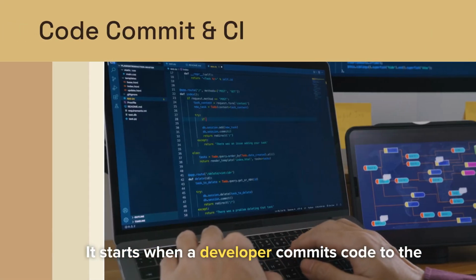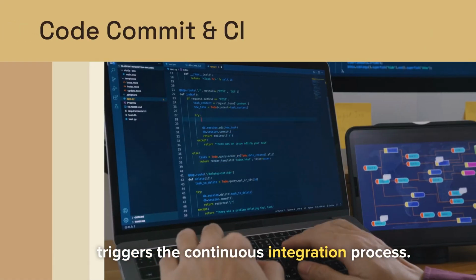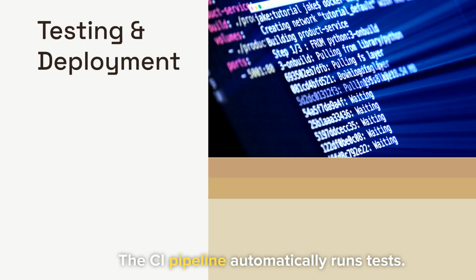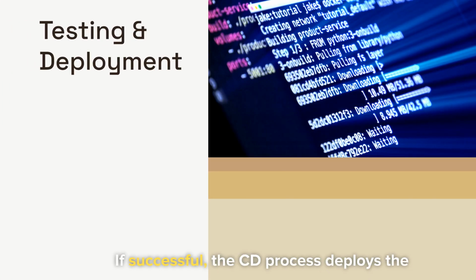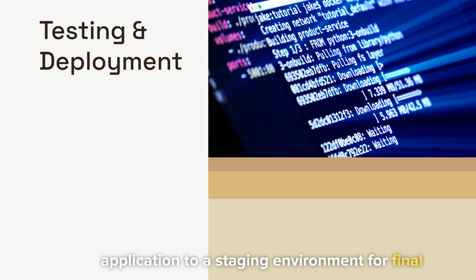Let's walk through a simple example of a basic DevOps workflow. It starts when a developer commits code to the version control system, which automatically triggers the continuous integration process. The CI pipeline automatically runs tests. If successful, the CD process deploys the application to a staging environment for final checks.